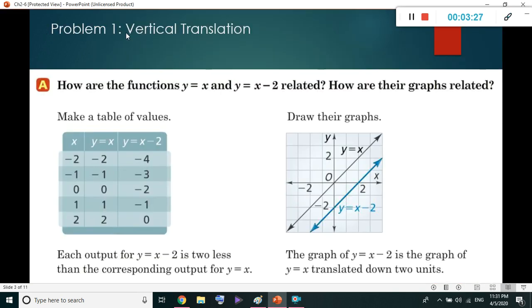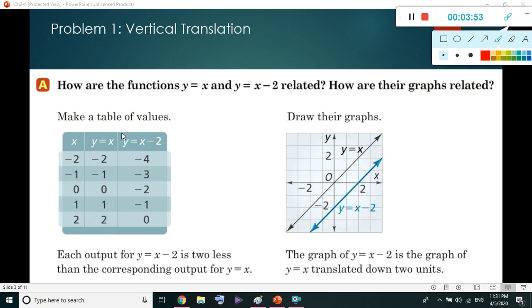Problem 1 talks about vertical translation. Part A: how are the functions y equals x, the parent function, and y equals x minus 2 related? How are their graphs related? We're going to make a table for x and y equals x. When x equals negative 2, y equals negative 2. Negative 1, negative 1. 0, 0. 1, 1. 2, 2.